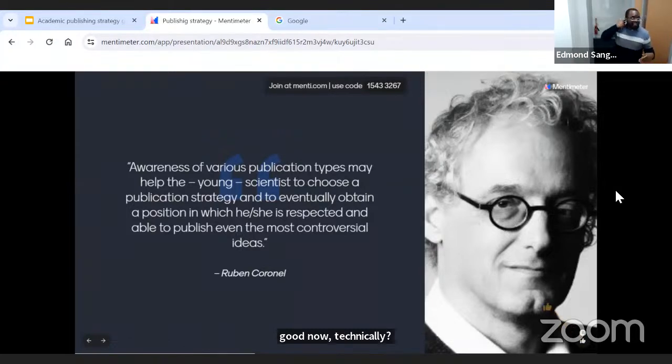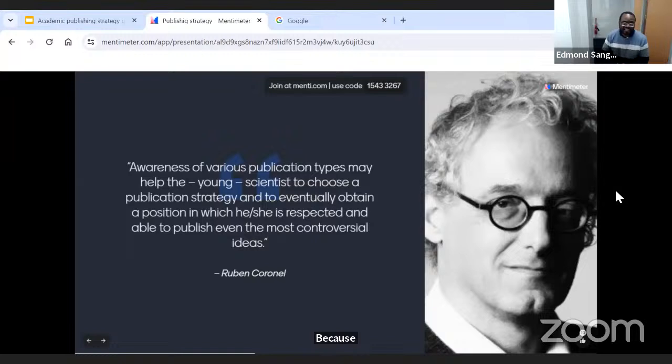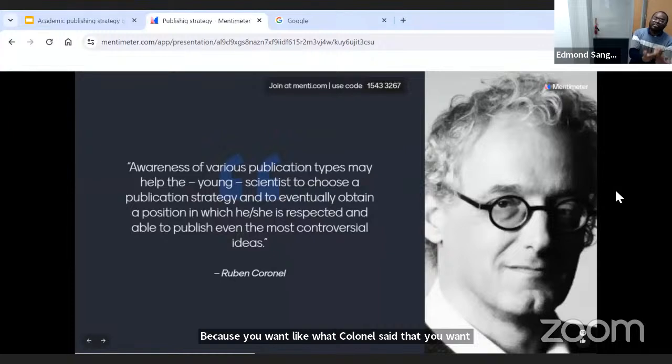And again, another trend, especially in low-resource countries, you find people who publish 20 reviews per year, or even 10 reviews per year and 0 original research articles. Now you step back and ask yourself, with these reviews, are they going to help me really demonstrate my technical skills? Because you want, like what Cornell said, something that is going to help you to gain the respect and to demonstrate your understanding of the topic.